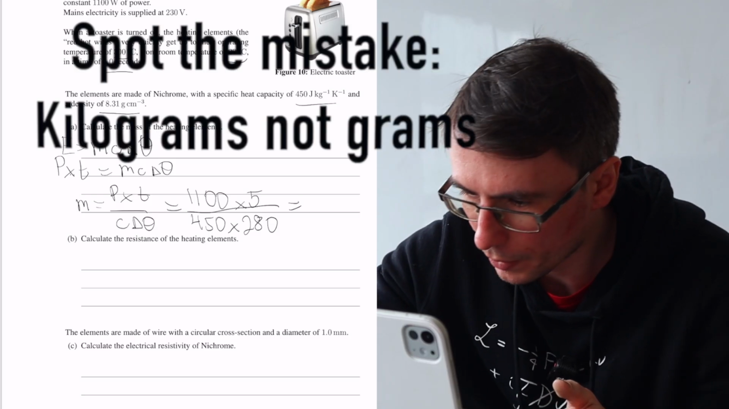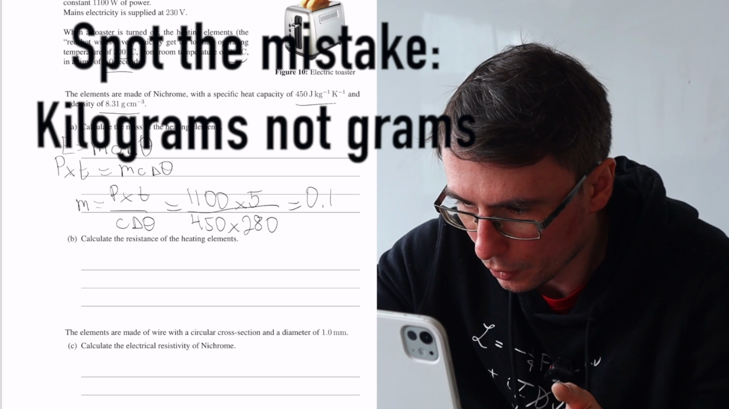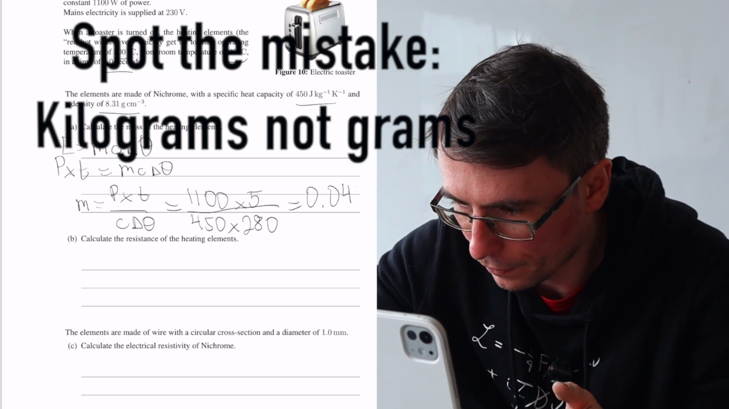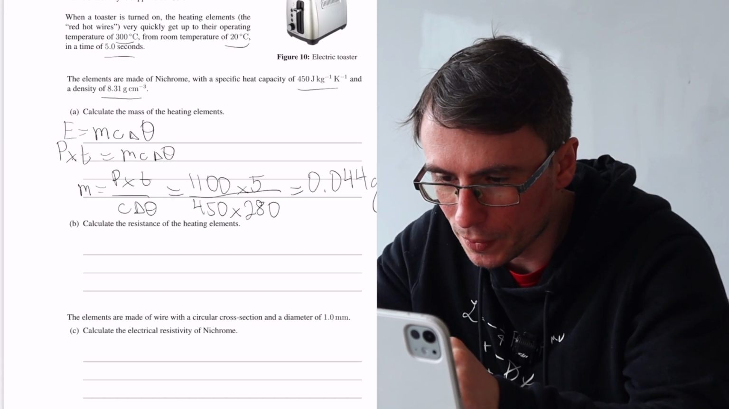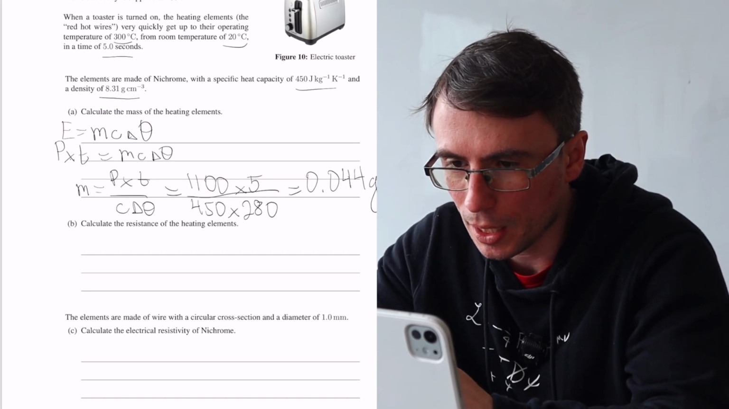I swear I'm getting faster at using this calculator. This times 5 divided by 450 multiplied by 280. So it's going to be 0.044 grams, seems about right. Calculate the resistance of the heating elements.